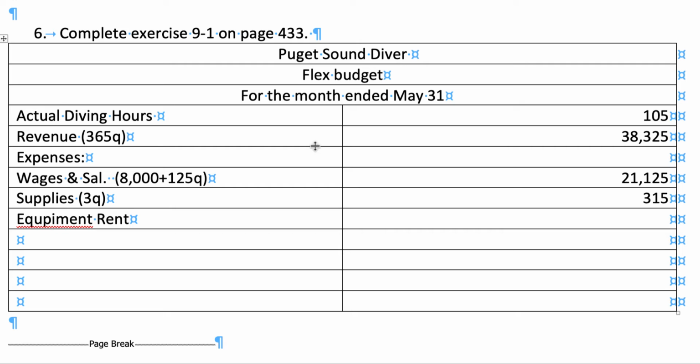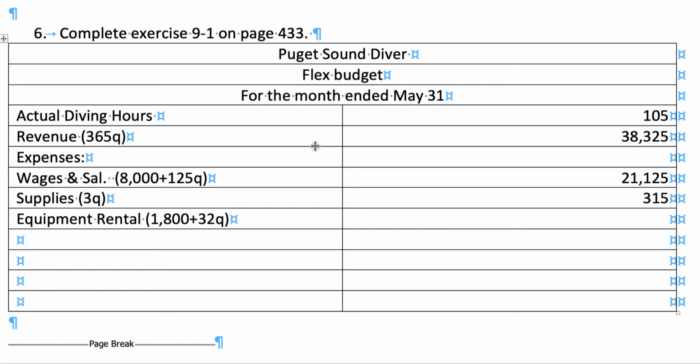Okay. Let's look at equipment rental. So apparently we need to rent some equipment. And it usually helps if you can spell, huh? Equipment rental. What's our cost formula? Well, the cost formula for equipment rental is $1,800 plus $32 per diving hour, or $32 times Q.